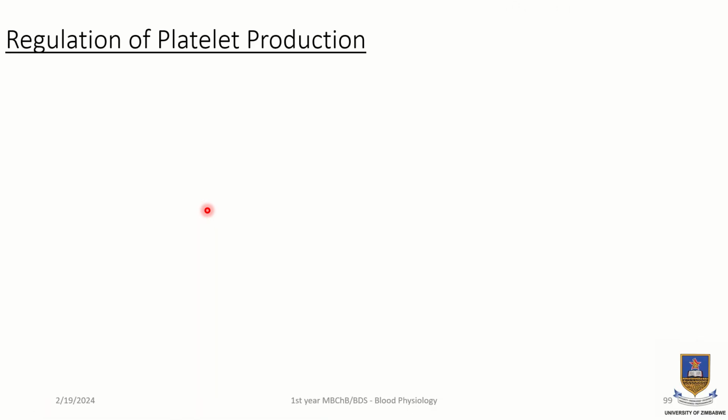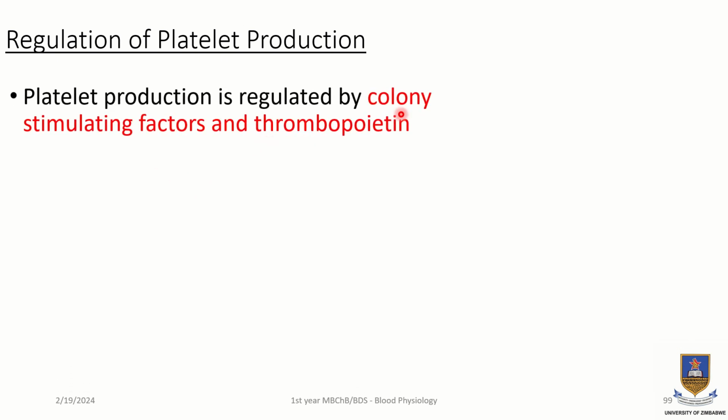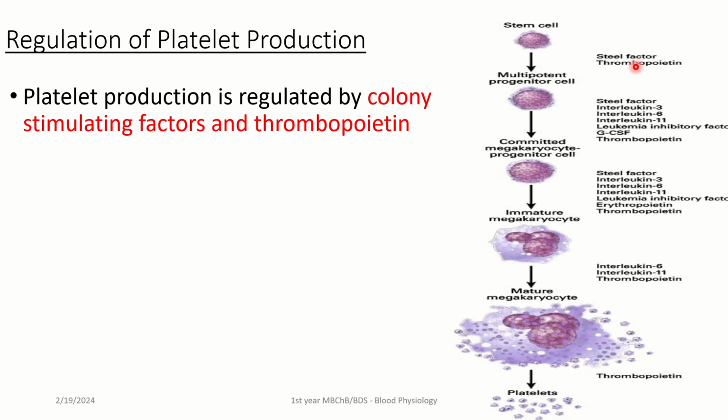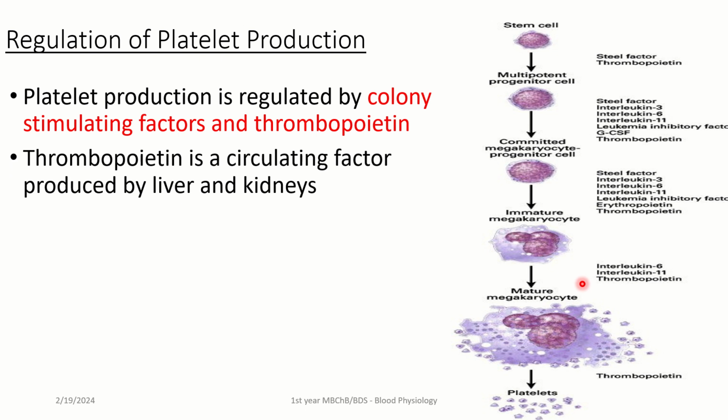So what then regulates platelet production? We have stimulating factors, colony stimulating factors, and thrombopoietin. And like erythropoietin, thrombopoietin is produced by the liver and kidneys.